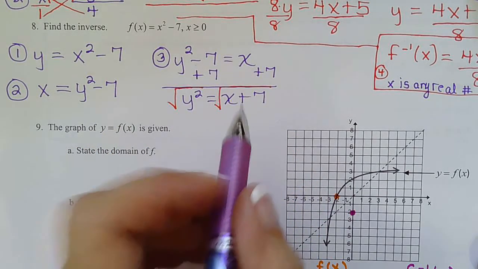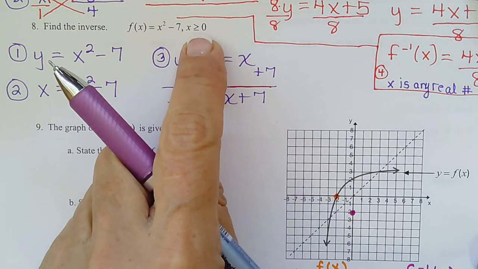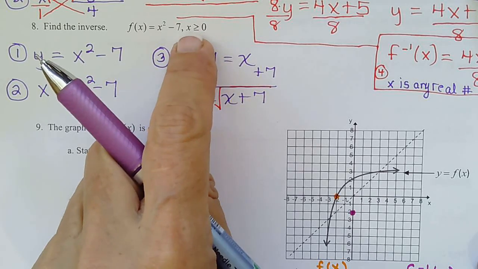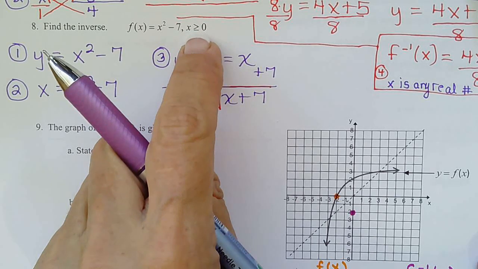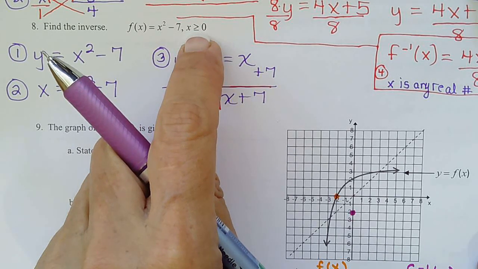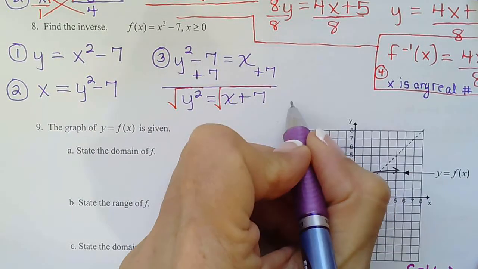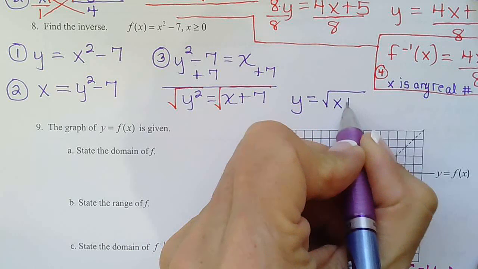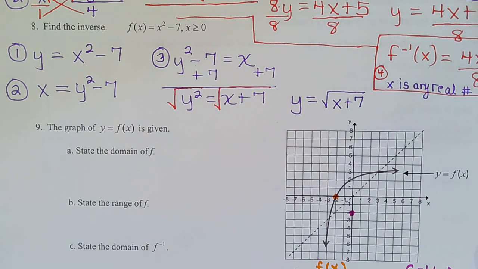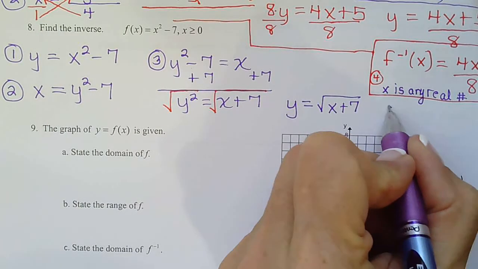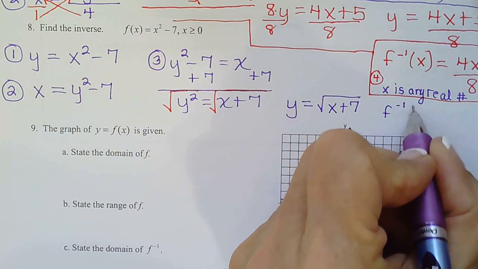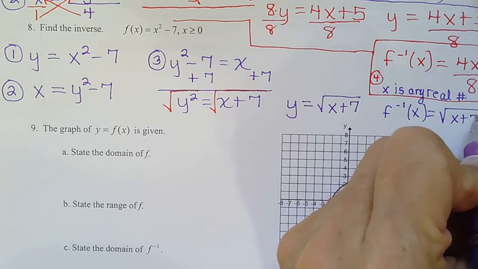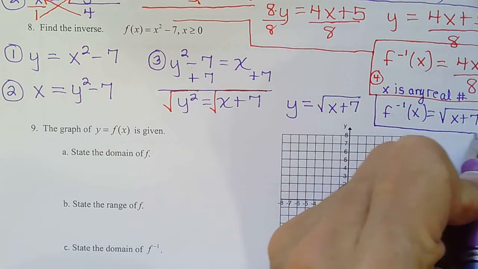And so we don't add a plus or minus on this because see how this says x has to be greater than or equal to 0. So we don't add a plus or minus on this because this tells us x has to be positive. So we just write y equals square root of x plus 7. And changing it to our notation, f inverse of x equals square root of x plus 7. So that is my inverse function.